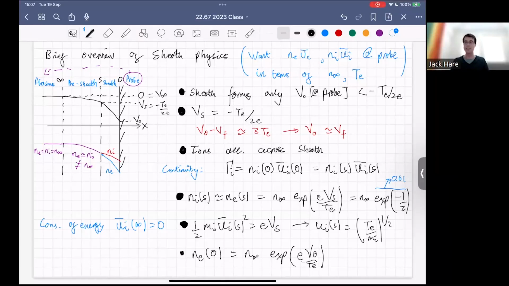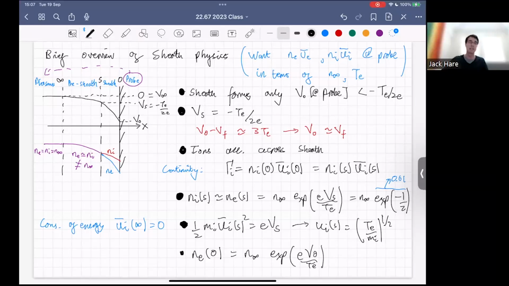So, we're going to put this together on the next slide, but I just want to point out right now, I think we have now written all of the quantities for the electrons and ions at the probe in terms of quantities in the bulk of the plasma. So this is extremely powerful because we can now use that relation.